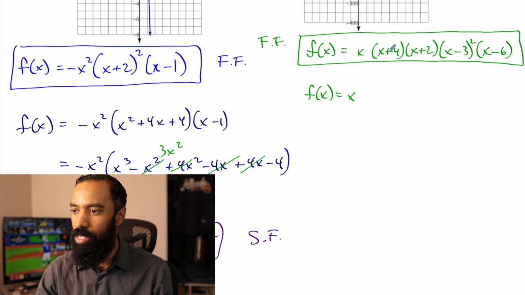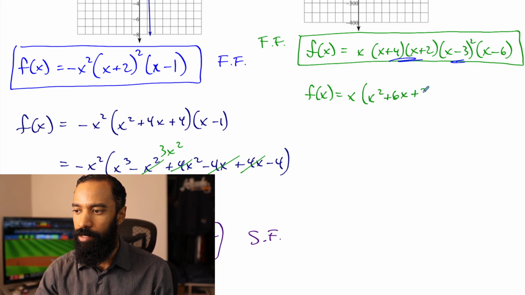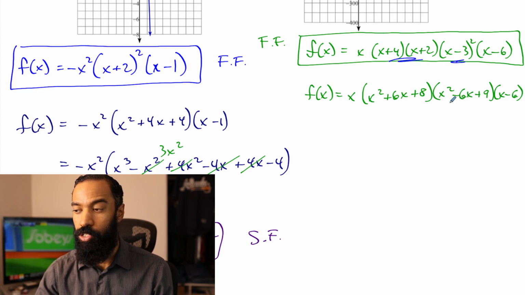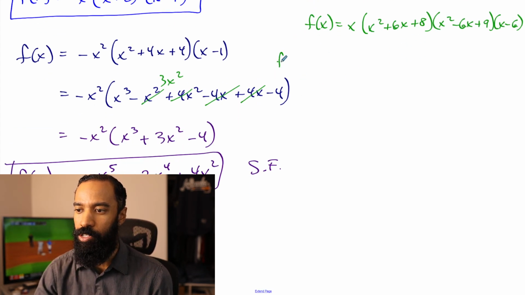Let's go ahead and do the x plus 4 times x plus 2, though. I'm going to treat those two together. I'm going to square the other one on its own. Here we'll get x squared plus 6x plus 8. Here we'll get x squared minus 6x plus 9. And this is x minus 6. So there's still a lot to do. Two trinomials multiplied, and then I'll multiply the binomial by that result. So let's multiply the trinomials out.